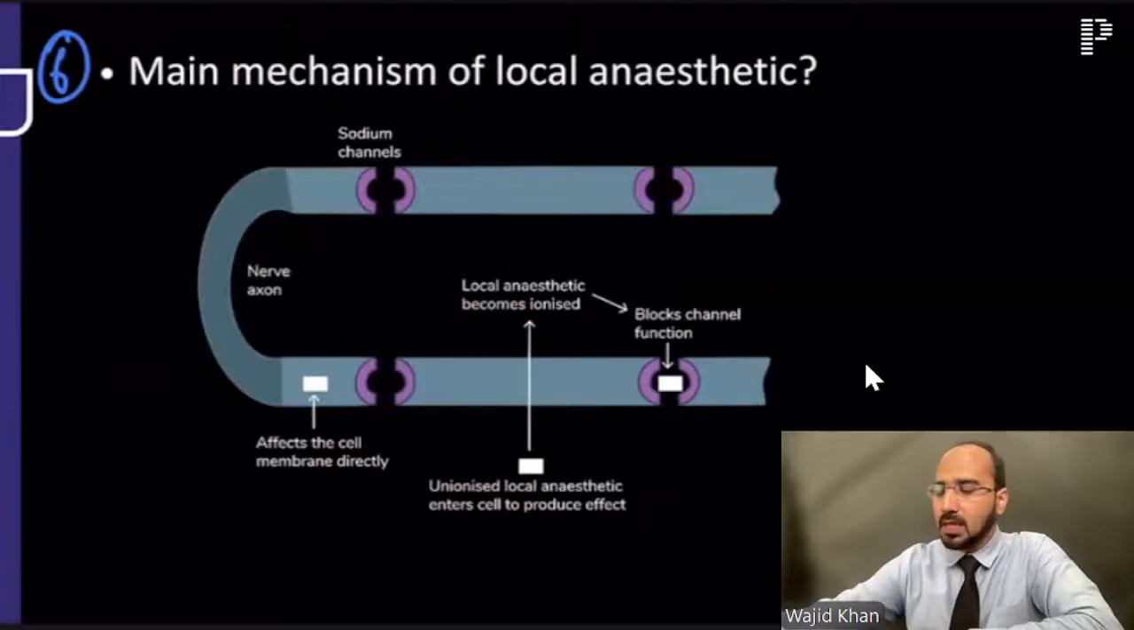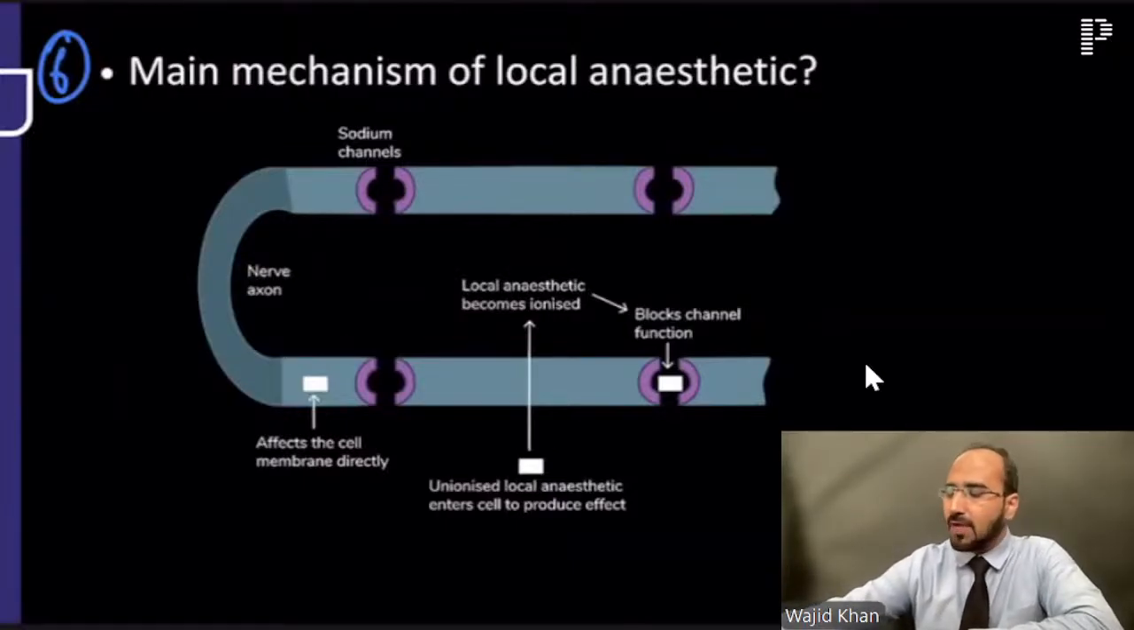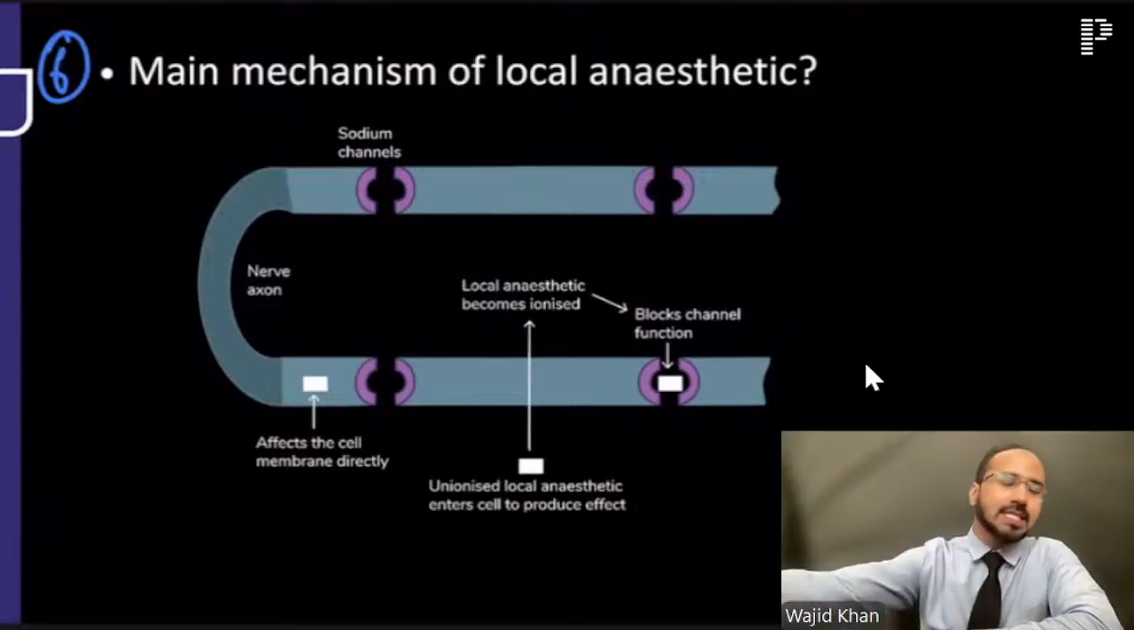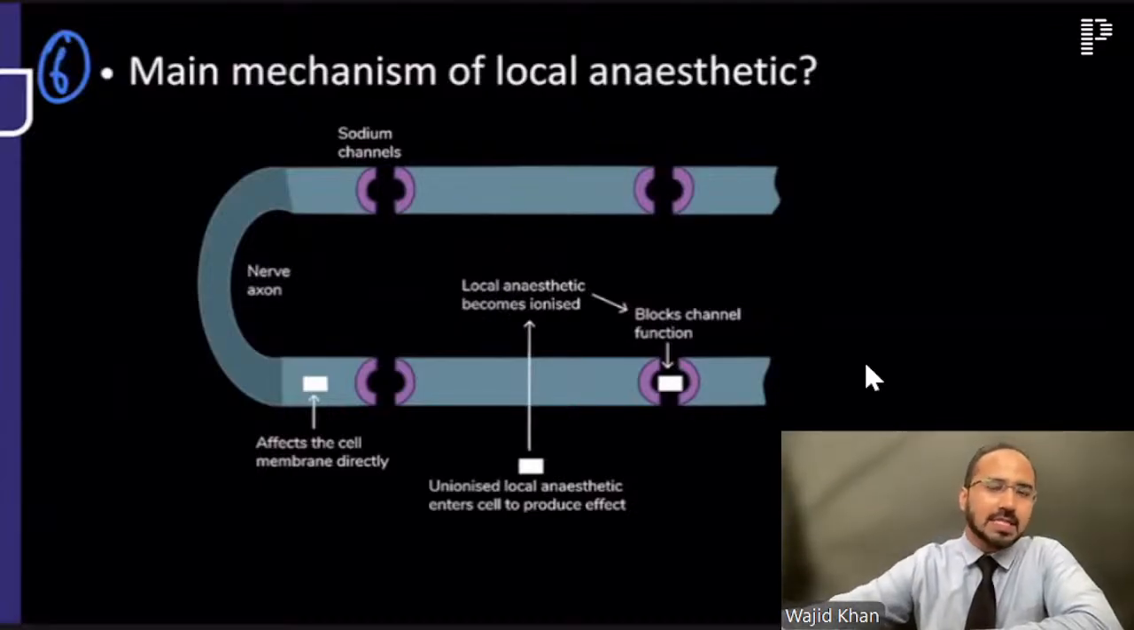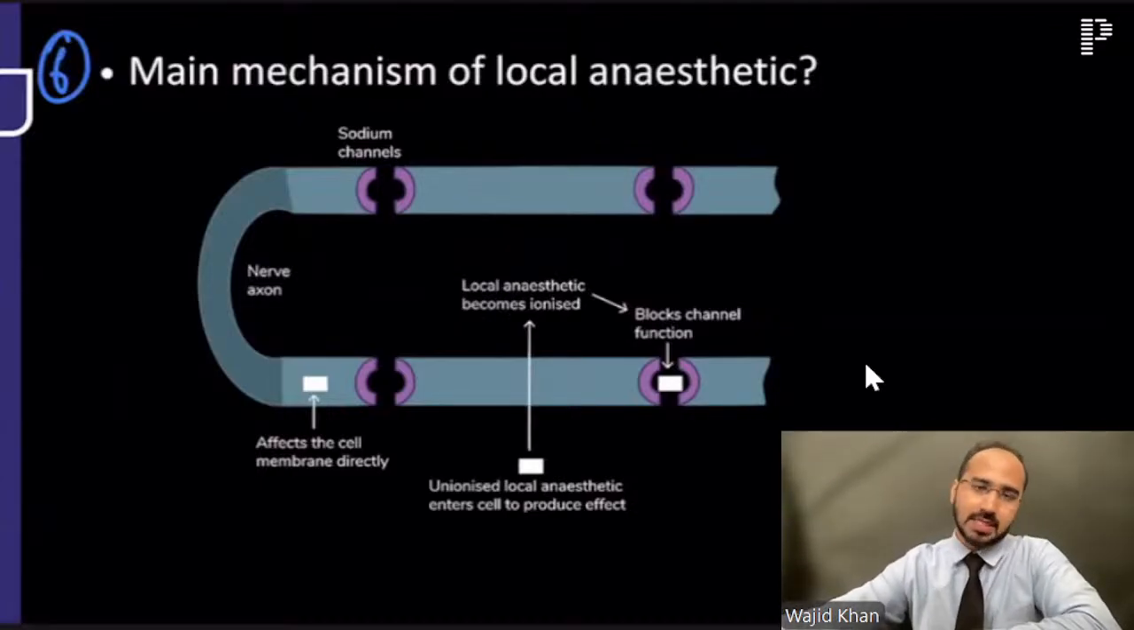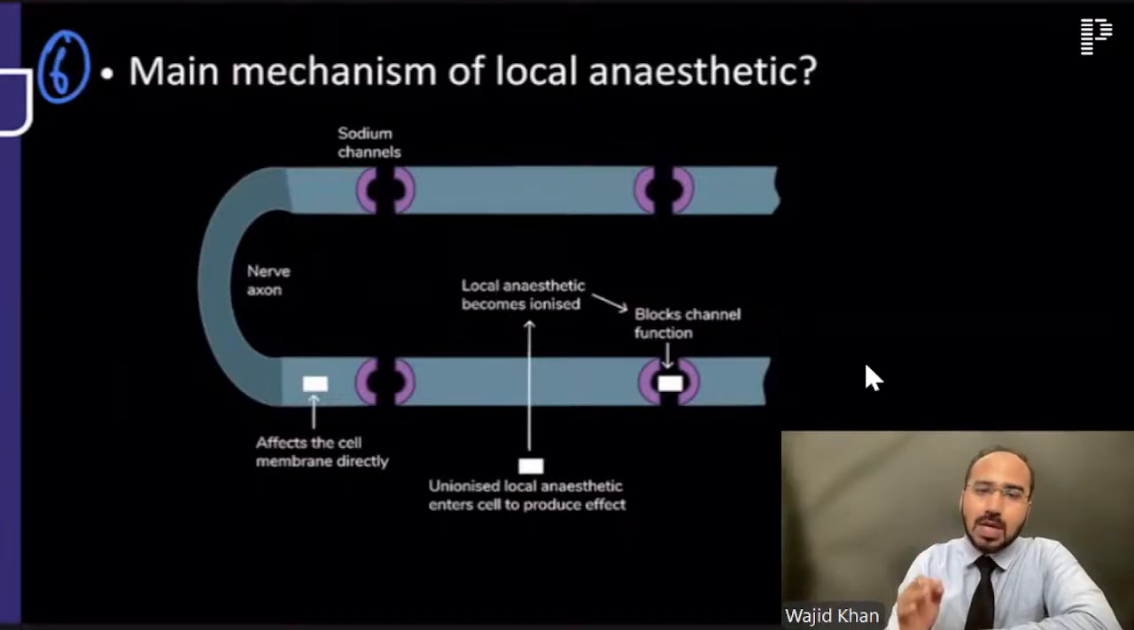Chalo. Coming to the next question. What is the main mechanism of action of local anesthetic? Remember, guys, local anesthetics are the drugs which are given in spinal anesthesia, epidural anesthesia, nerve blocks, every anesthesia technique, except general anesthesia. Now, whenever you give a local anesthetic, what is the main mechanism of action?